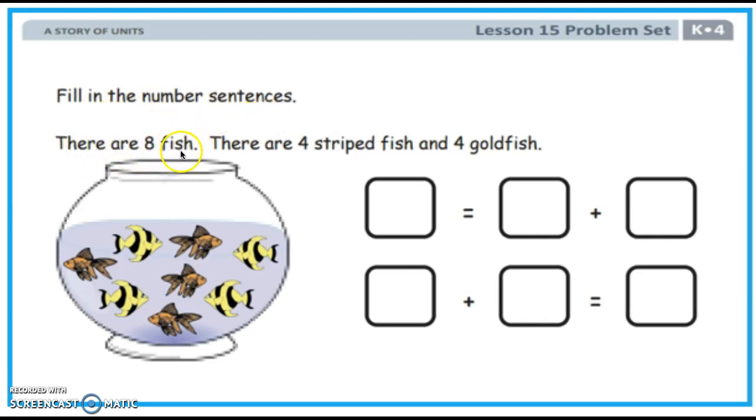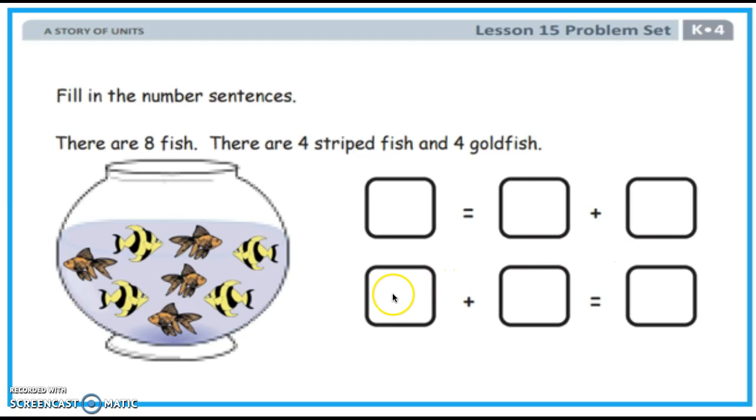There are 8 fish. There are 4 striped fish and 4 goldfish. So you want to write your whole right here in this spot. Then you want to put one of the parts here and the other part here. Go ahead and do that now. Now we're going to write the problem a different way. If you need time to finish, go ahead and pause the video.